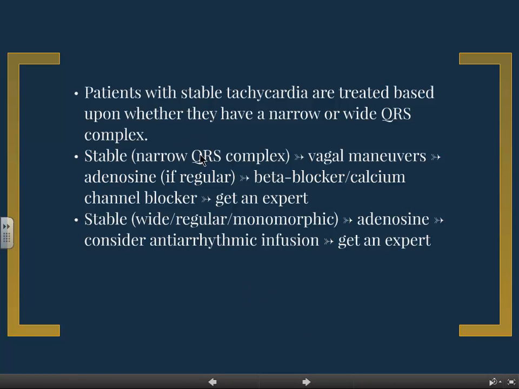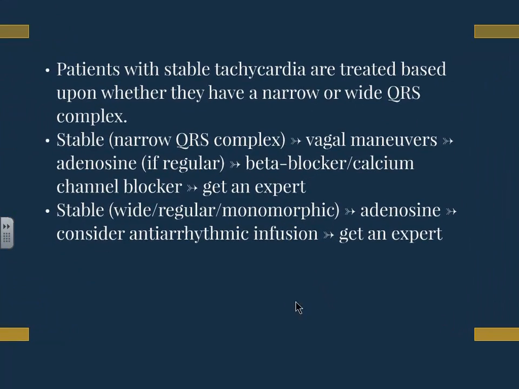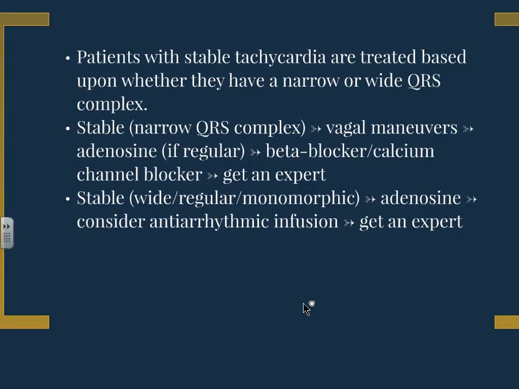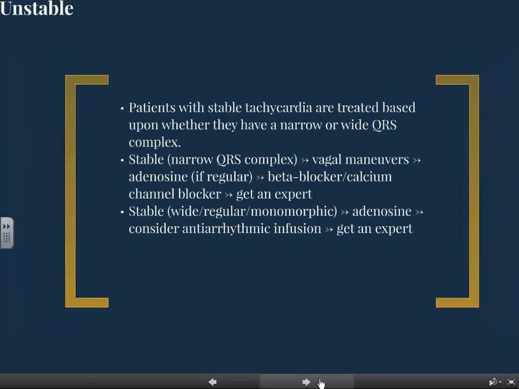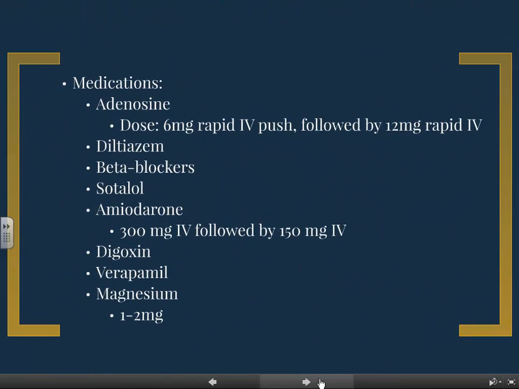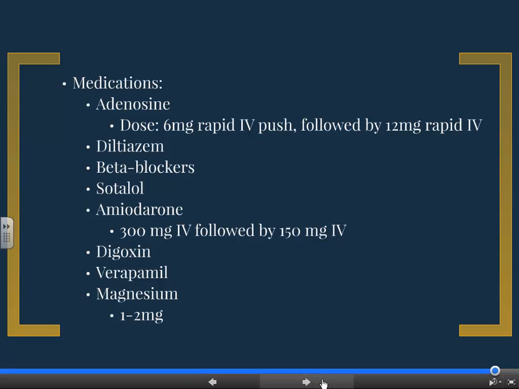So your stable, narrow QRS complex: vagal, adenosine, beta blocker, calcium channel blocker. Get an expert. You're going to be experts. Your stable wide: adenosine and antiarrhythmic infusion. They're probably going to want you to just jump onto your antiarrhythmic infusions. All right. Your dosages of all these, we've already talked about these. Any questions about your tachycardic medication dosages?